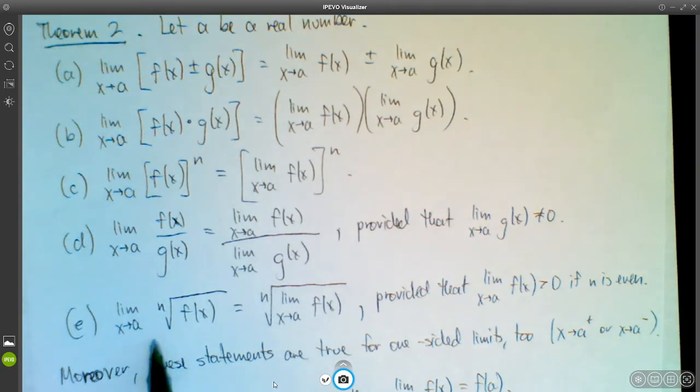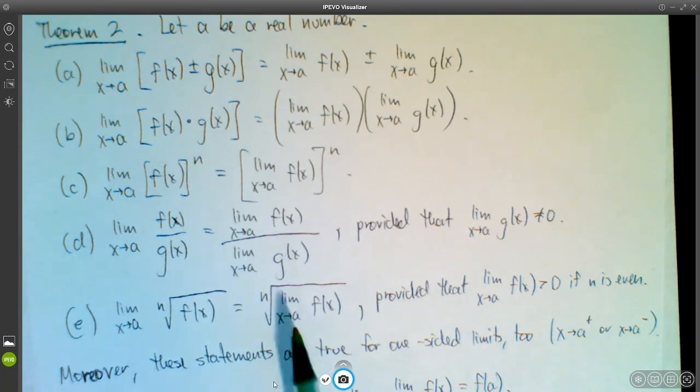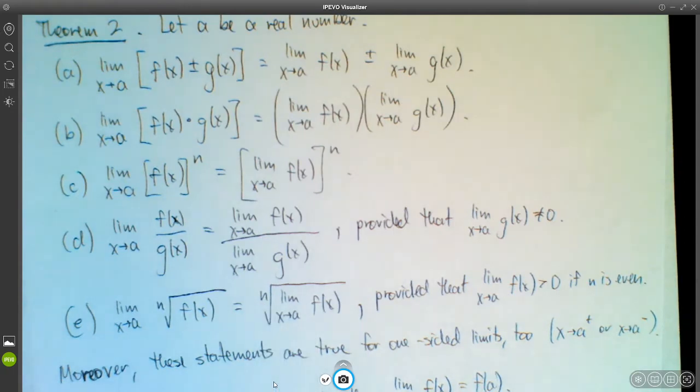And then for part E, you can move the limit to the inside of the radical provided that the limit as x approaches a of f of x is positive whenever n is even, right? So that might require you to think back to algebra a little bit. You may recall that, for example, the square root of a negative number is not a real number. And in this class, we're not going to be talking about complex numbers. That would be a topic of discussion for a complex analysis course in upper division math.